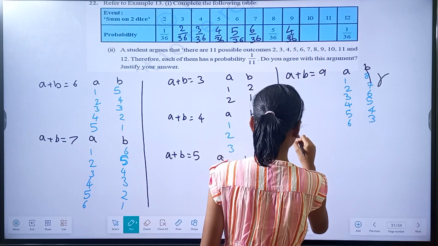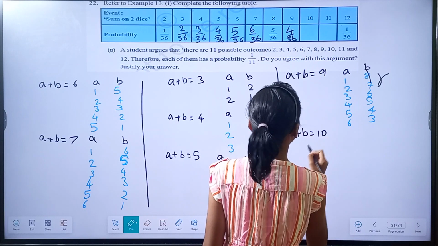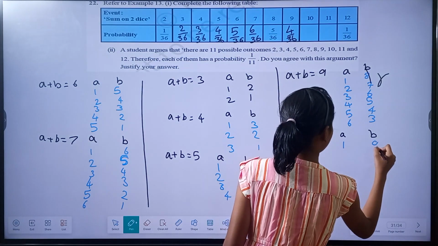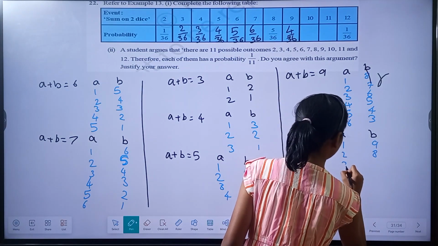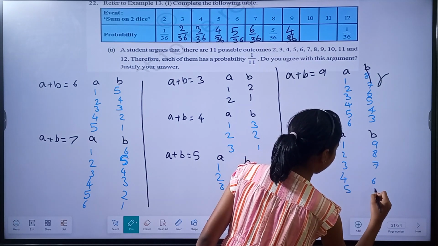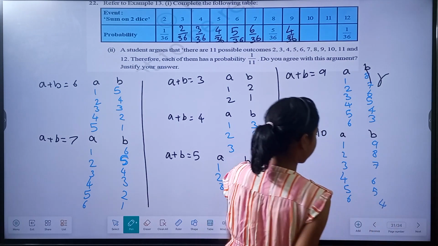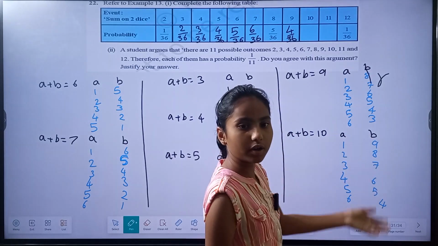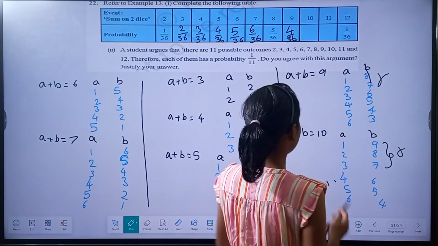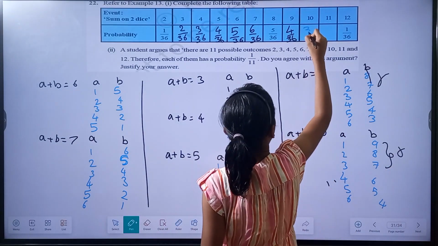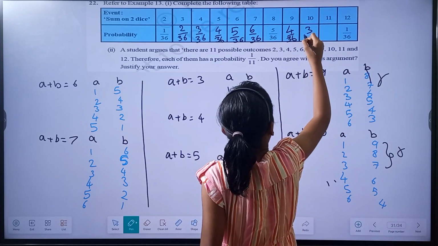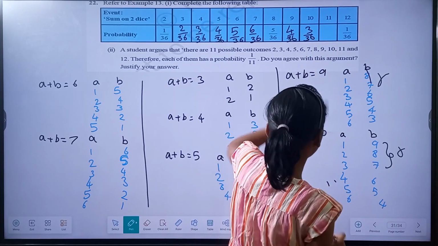For 10, a plus b equal to 10. We have a, b, 1, 9, 2, 8, 3, 7, 4, 6, 5, 5, 6, 4. These three are not possible because 9 and 7 are not on the dice. So three ways. 3/36. And the last one.